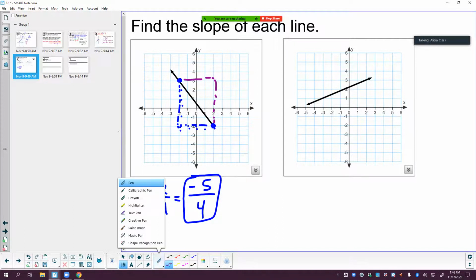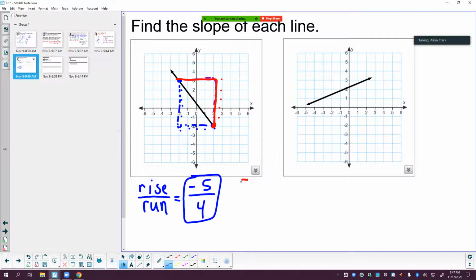Okay, now one thing I do want to show is if you would have started at this point down here and went up and then to the left, you would have went up 1, 2, 3, 4, 5. So if you went up, it was a +5. Okay, and then you would have went to the left 1, 2, 3, 4. So it'd be a -4. Okay, -5 over +4 is the same thing as +5 over -4. Those two things are equal to each other. Okay, so those are the same thing.